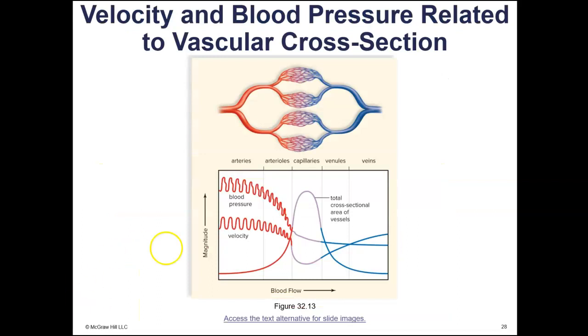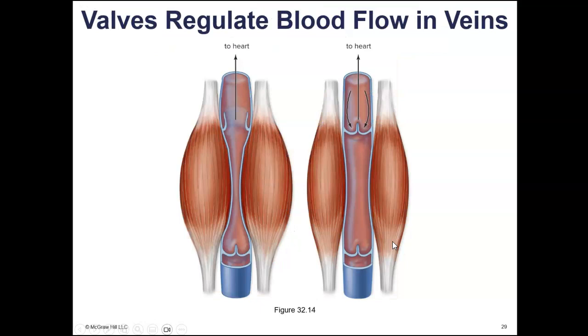Okay. This is a diagram that shows you blood pressure in relation to the different blood vessels. So notice in the arteries, the blood pressure is highest. Then it goes down in the arterioles, kind of in the middle here for capillaries, but it gets very, very low in the venules and then the veins.